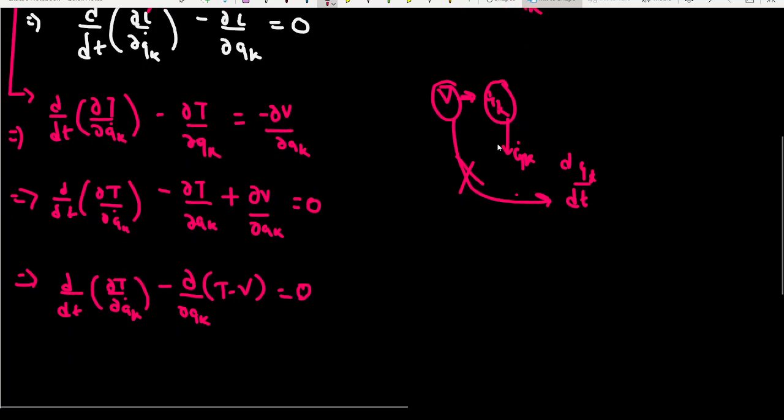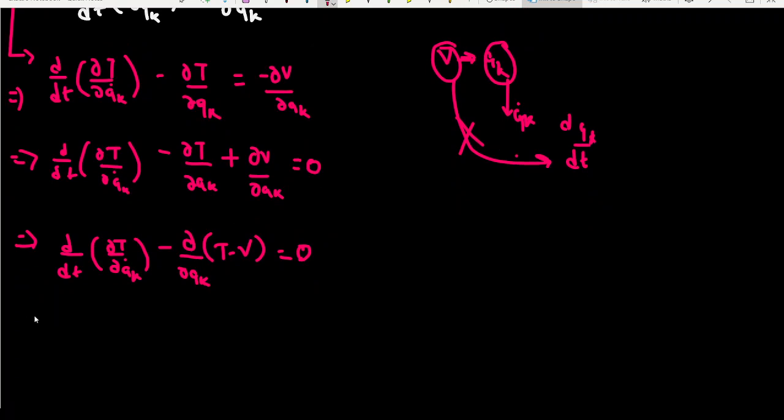So now let's see the next step carefully, how I can write it. It is equal to d by dt, and here del divided by del q dot k, and if I take the big bracket sign here, then it is going to be good, and here in the small bracket T minus V, and here negative del divided by del qk of T minus V is equal to 0.